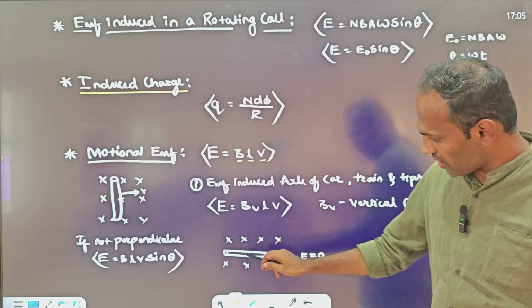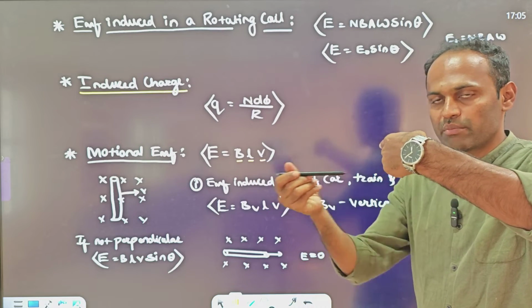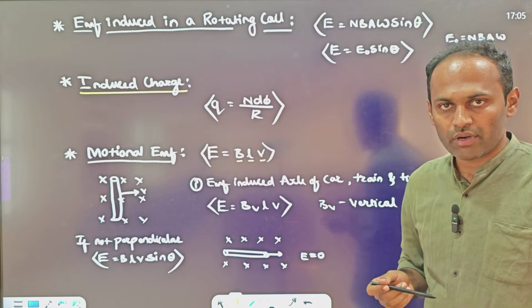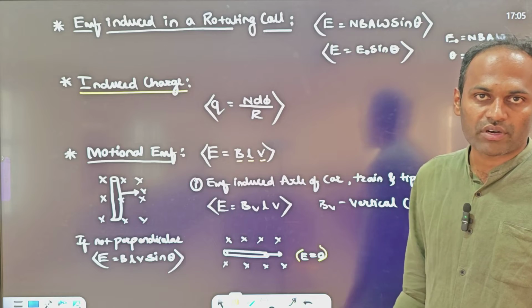Here, if the rod is moving like this, see, the magnetic field is inward, and the rod is moving like this. It means it is not cutting the magnetic field lines perpendicularly. That's why the EMF induced here will be 0. In this case, the EMF induced is 0.